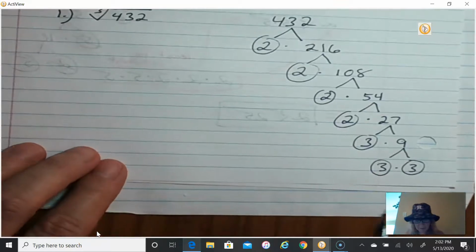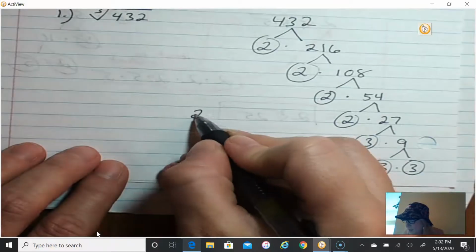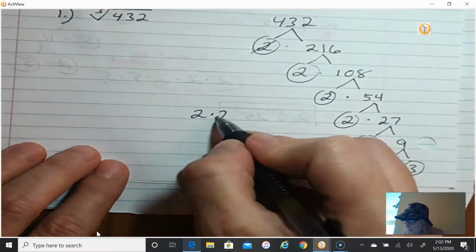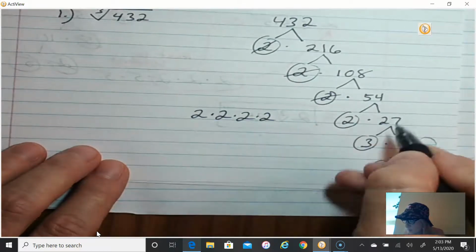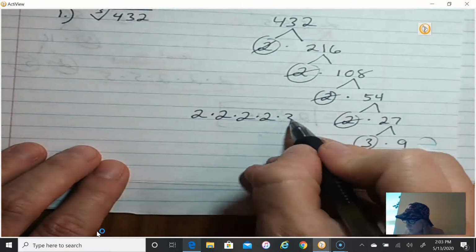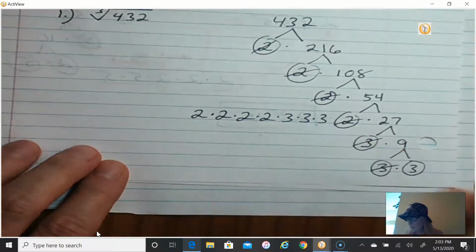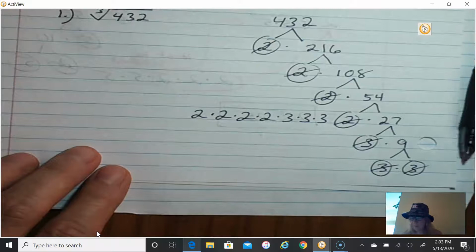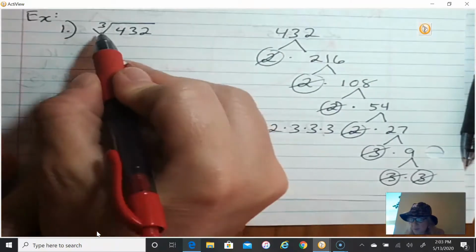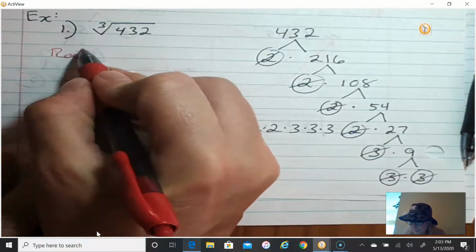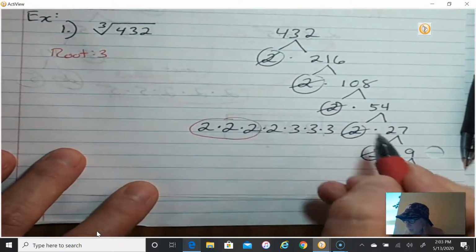All right, so let's list our numbers, our prime factors. I have 2 times 2 times 2 times 2 times 3. Whoops, I'm running out of space. Times 3 times 3. Okay, so groups, I'm sorry. What is my root? Root is 3. So I'm circling my groups of 3.